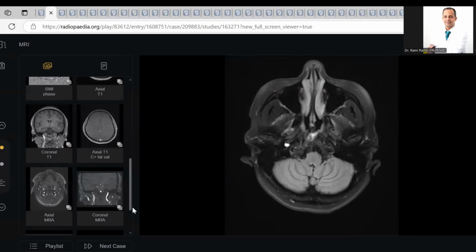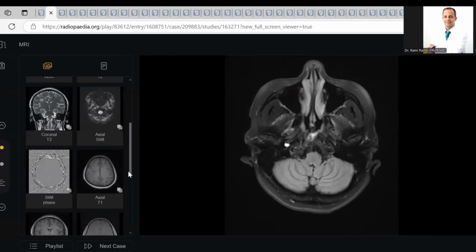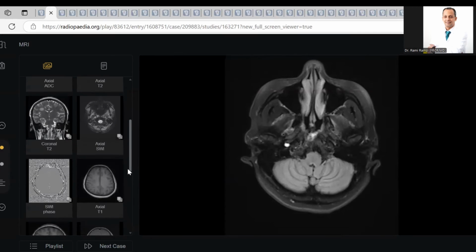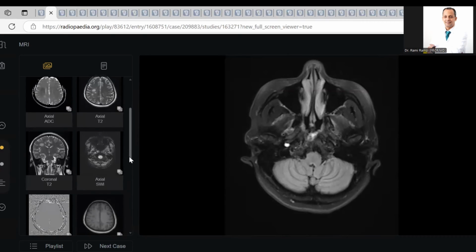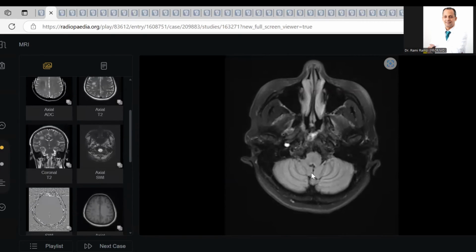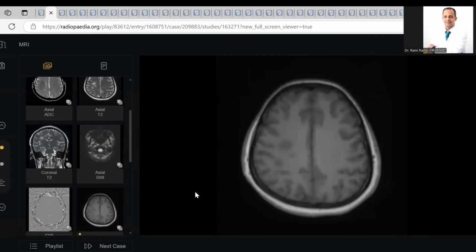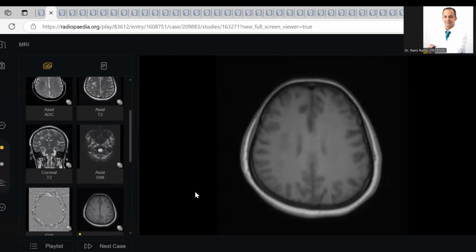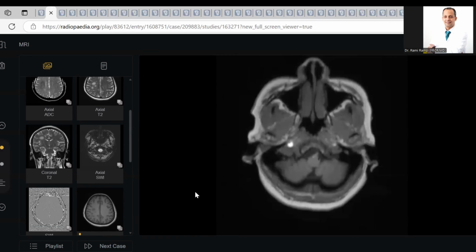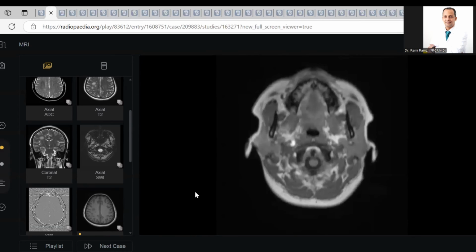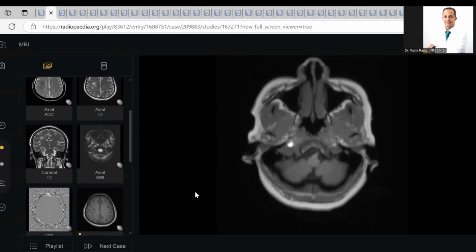Which sequence do you want? Can I have coronal images, post contrast? No, even no post contrast. Even fat set coronals. This is T1 without fat set. Okay, again, the same area is appearing hyperintense.